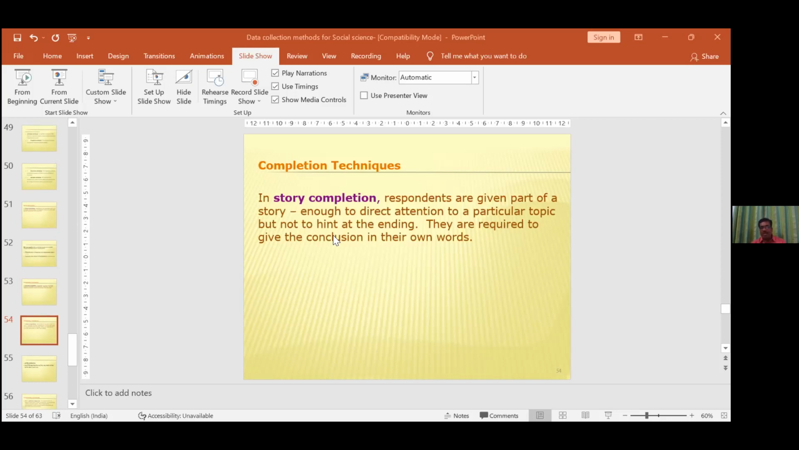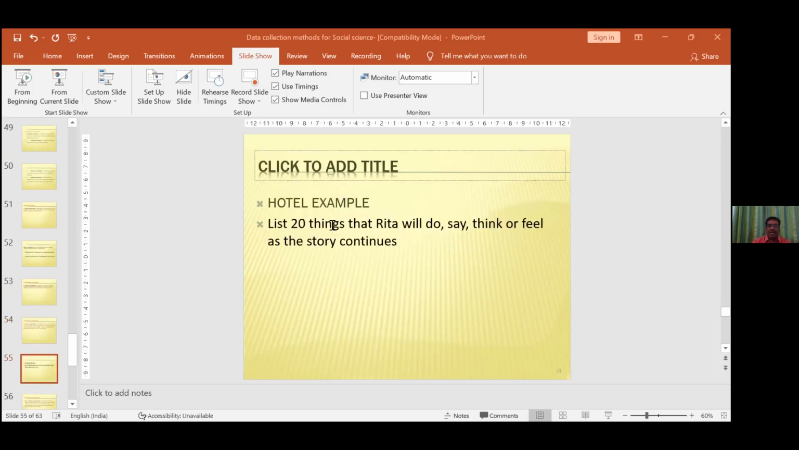Okay, you may ask the respondent to list at least 10 possible decisions or 10 possible outcomes. When you do this, this is an example for story completion. That means indirectly we can collect the behavior of other persons with the help of story completion technique.